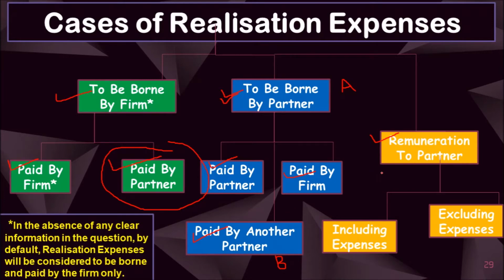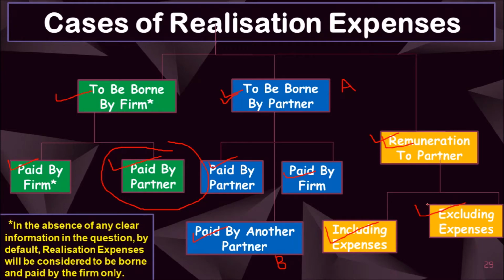Now let's discuss the third category. Sometimes what happens, the firm decides to give some amount as remuneration to a particular partner to run the process of dissolution. In that case, in the question it will be specifically mentioned, and the amount of remuneration will also be given. Here there are two cases. One, the amount of remuneration includes realization expenses. Another, the amount of remuneration does not include realization expenses, meaning expenses are excluded.